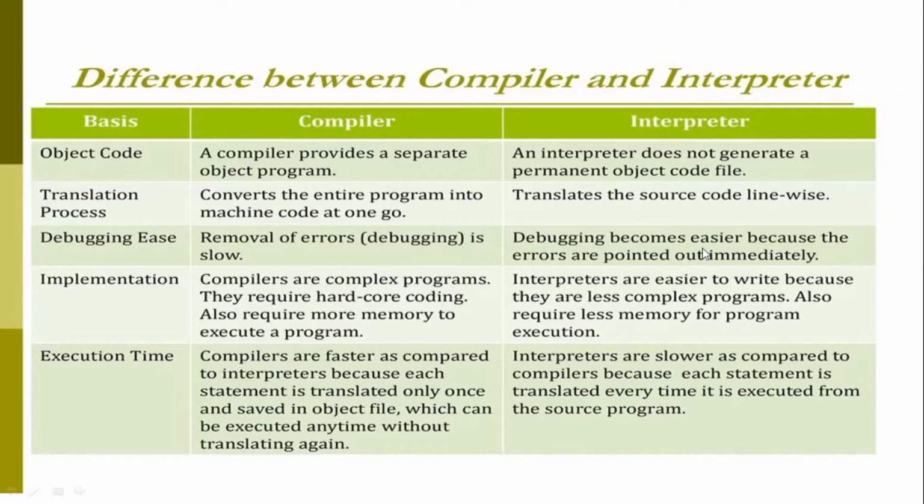You need to remove that error. So you remove the error in a sequence, instead of getting all the errors together and looking at those errors. So you need to find that error first, go to that line and remove that error, then go to the second line of code, third, fourth, fifth, in a sequence. So removal of error in a compiler is slower as compared to the interpreter, because the interpreter points out the error immediately.